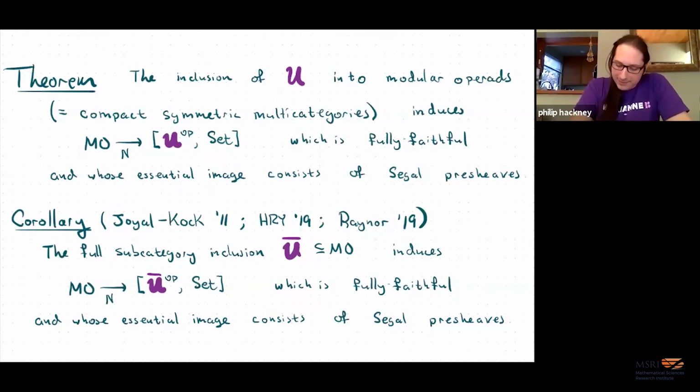And a corollary of this is that, so I haven't quite said what this functor is or what this category is, that's all going to come later, maybe not the functor. But if instead of looking at whatever U that I define here, I look at the full subcategory of modular operads, you again get a singular functor with a similar kind of characterization.